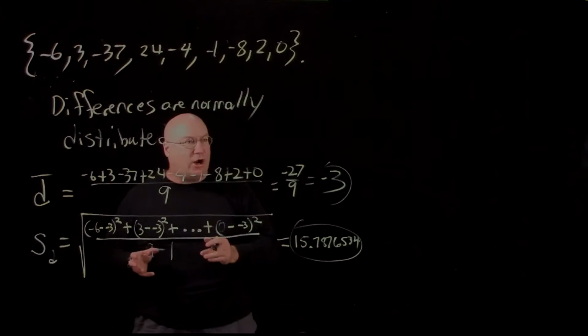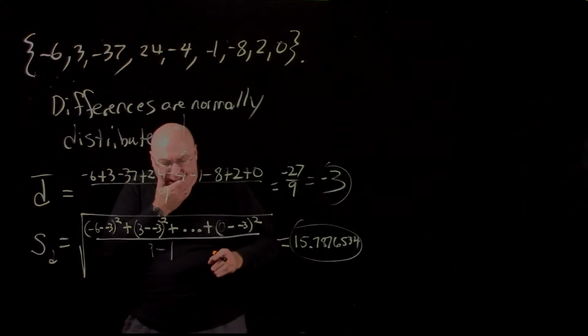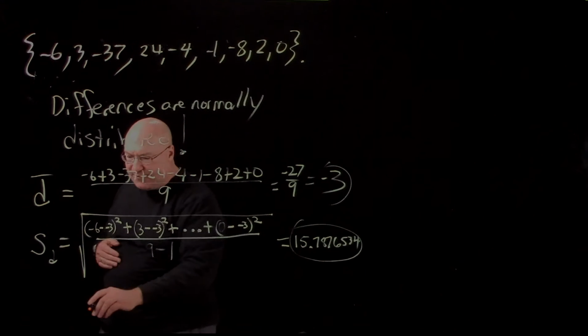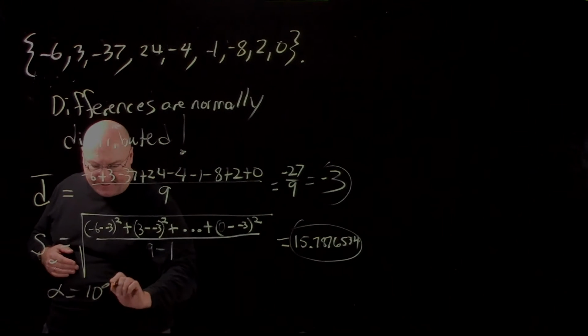Now we can kind of start with where we've been starting in the past. Okay, so I say let's test at the 10% significance level. So alpha is equal to 10%.